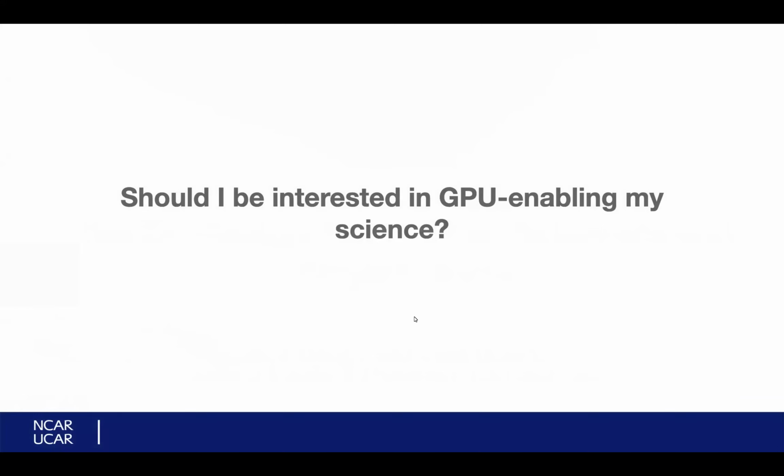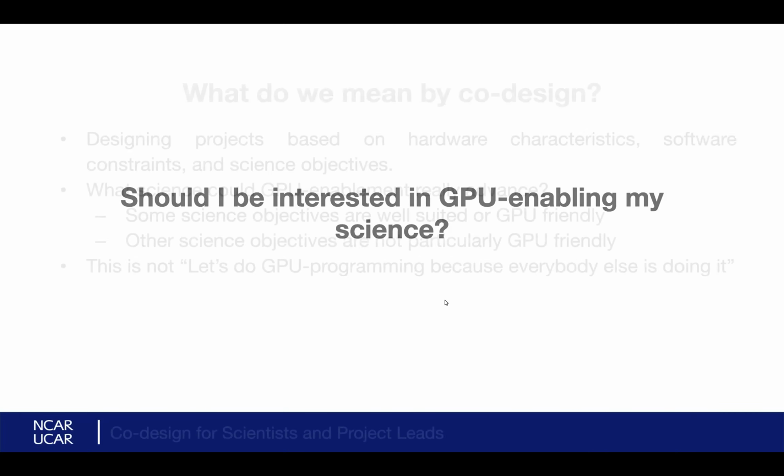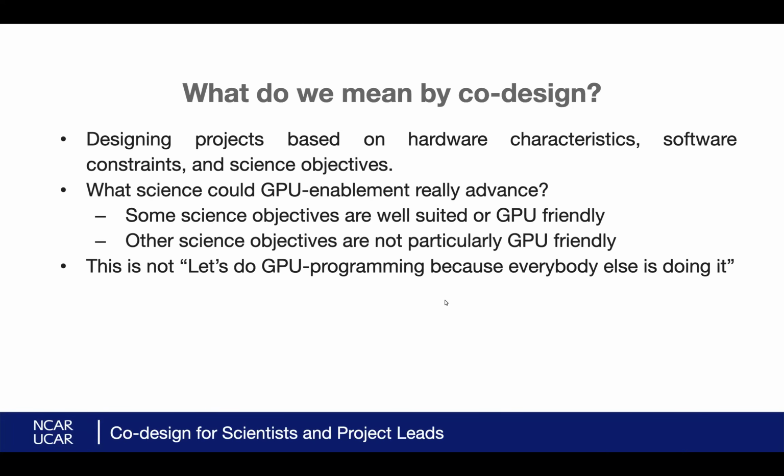Okay. Another title that I could have used, because I think it really addresses what we're going to be doing here, is should I be interested in GPU enabling my science? So what do we mean by co-design? Well, this is designing projects based upon hardware characteristics, software constraints, and science objectives. And so really we're trying to ask the question, what science could GPU enablement really advance?